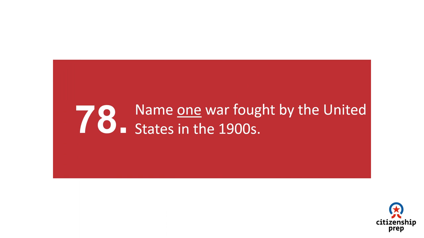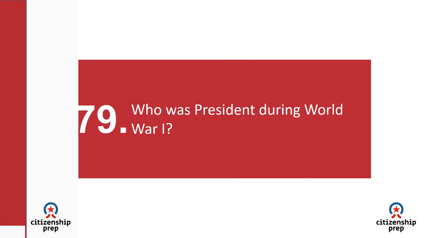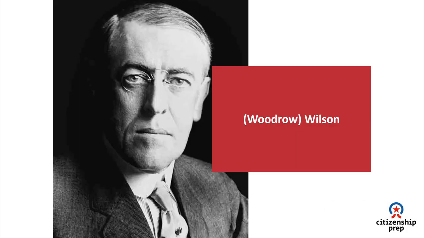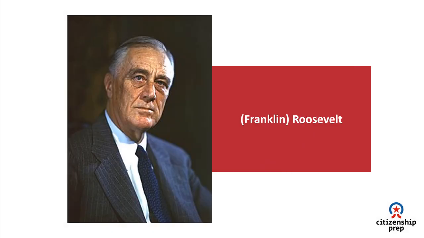Name one war fought by the United States in the 1900s. Vietnam War. Who was president during World War I? Woodrow Wilson, or you can just say Wilson. Who was president during the Great Depression and World War II? Franklin Roosevelt, or just Roosevelt.